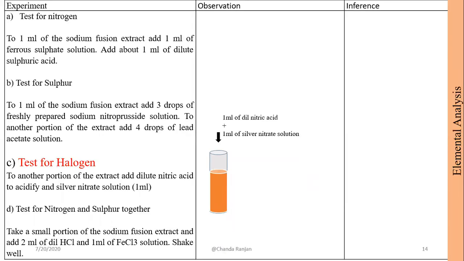Then we'll test the halogens. We'll take the sample and we'll add 1 ml of dilute nitric acid and silver nitrate solution, shake it. No white or yellow precipitate has formed. That indicates that halogens are absent.